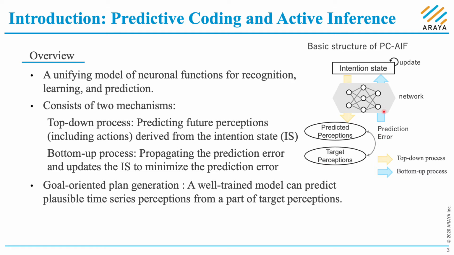Second is the bottom-up process. The bottom-up process updates the network and intention state by backpropagating the prediction error. By repeating these processes, the prediction error is minimized. The following feature allows the PCAIF model to create a goal-oriented plan. A well-trained model can project a plausible time series of percepts in the process even if the target percept is only available in the first and last frames.